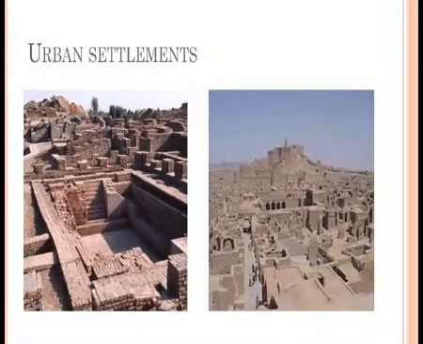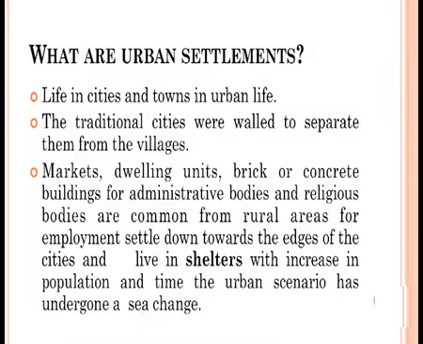Now we come to the urban settlement. Life in cities and towns is urban life. The traditional cities were walled to separate them from the villages. Markets, dwelling units, and brick or concrete buildings for administrative and religious bodies were common. People from rural areas, for employment, settle down towards the edges of the cities and live in shelters.